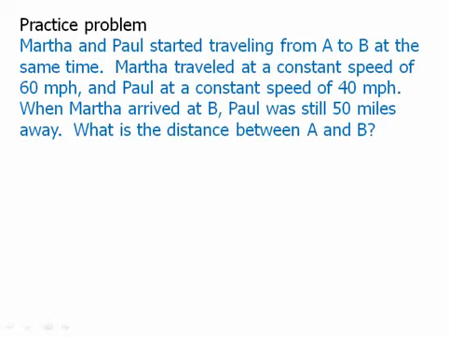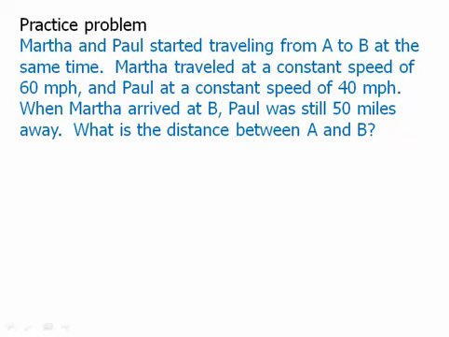Here's a practice problem. Pause the video and then we'll talk about this. Okay, Martha and Paul started traveling from A to B at a constant speed. Martha traveled at a constant speed of 60 miles an hour and Paul at a constant speed of 40 miles an hour. When Martha arrived at B, Paul was still 50 miles away. What is the distance between A and B?